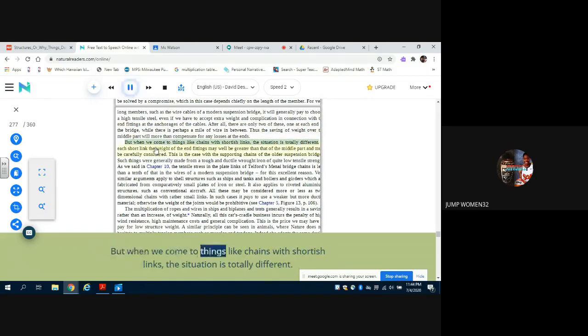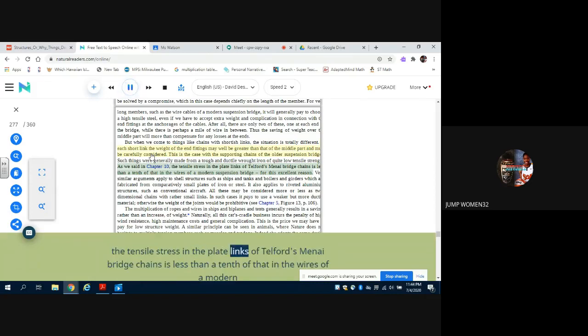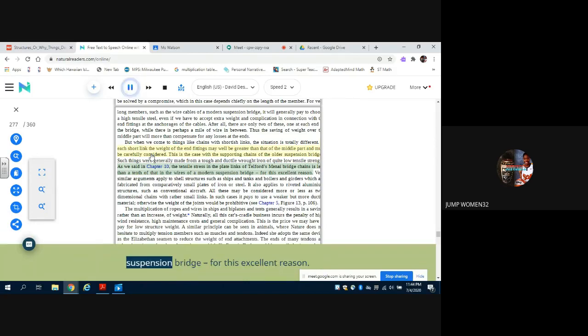But when we come to things like chains with shortish lengths, the situation is totally different. In each short length, the weight of the end fittings may well be greater than that of the middle part and must be carefully considered. This is the case with the supporting chains of the older suspension bridges. Such things were generally made from a tough and ductile wrought iron of quite low tensile strength. As we said in Chapter 10, the tensile stress in the plate links of Telford's Mina bridge chains is less than a tenth of that in the wires of a modern suspension bridge, for this excellent reason.